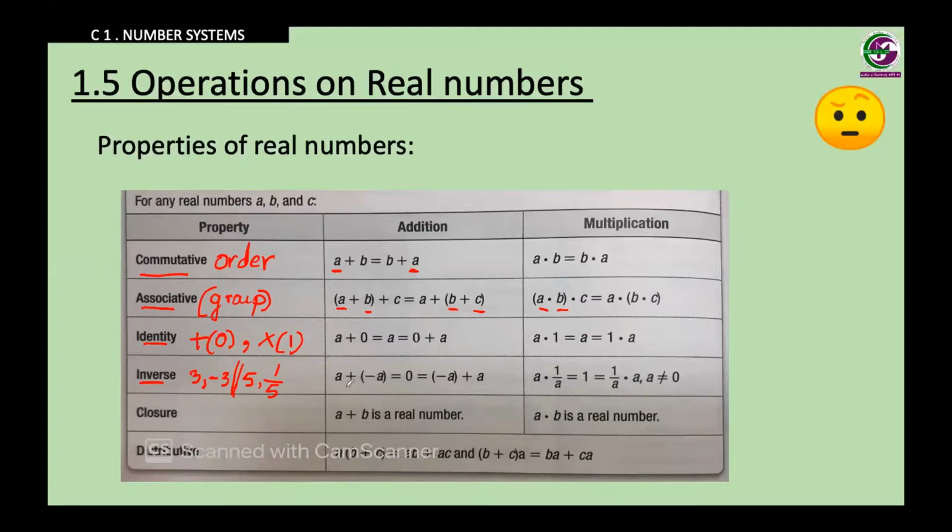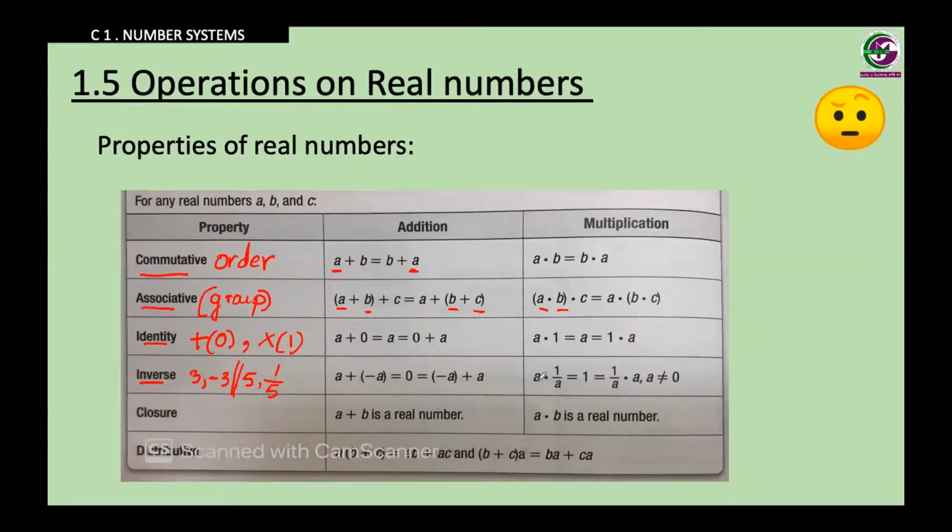Have you thought of what if the number is minus 7? What is the inverse? Good, it is plus 7. So that when you take these two numbers together, you will get the answer 0. And even if you switch the order, it will be the same.